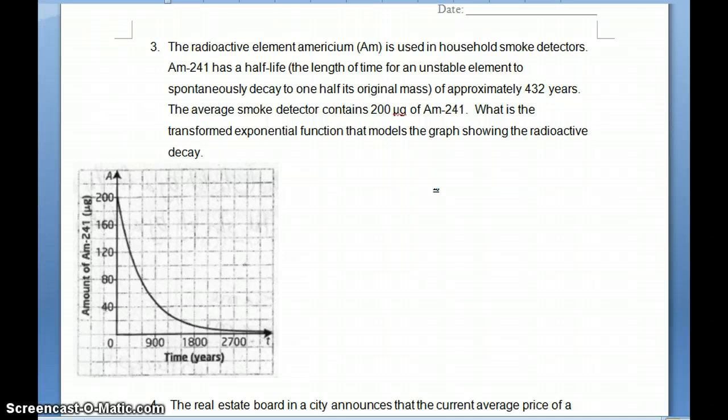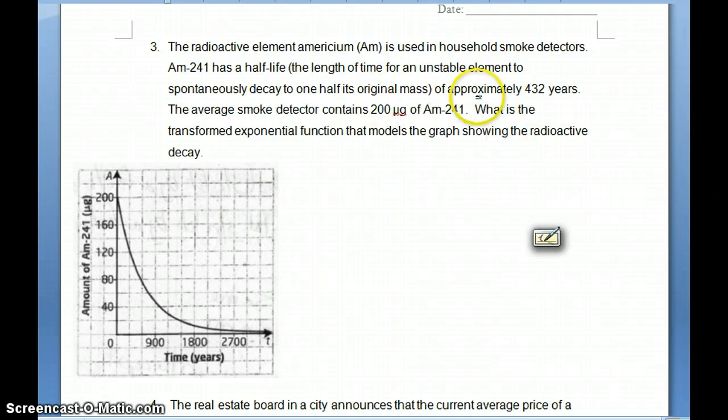Okay, so in number 3 here, we have the radioactive element americium, which is used in household smoke detectors. We denote this one here as AM241, and that has a half-life of approximately 432 years. If you want to know, the half-life is the length of time for an unstable element to spontaneously decay to 1/2 of its original mass.